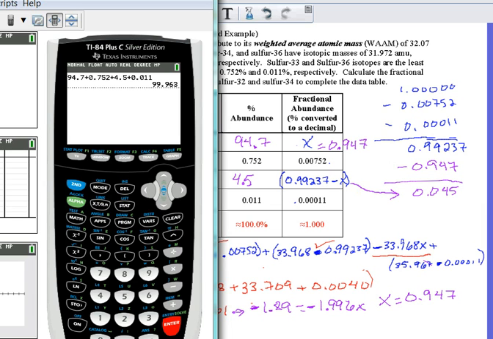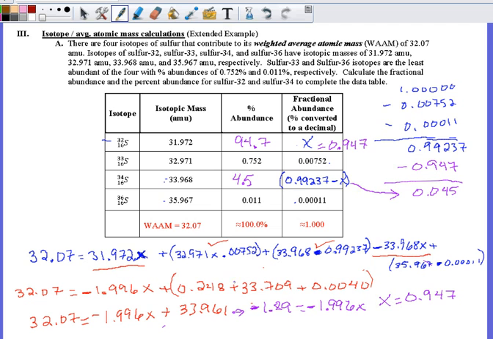So that should give you an idea of how to solve those more complex isotope and average atomic mass calculations.